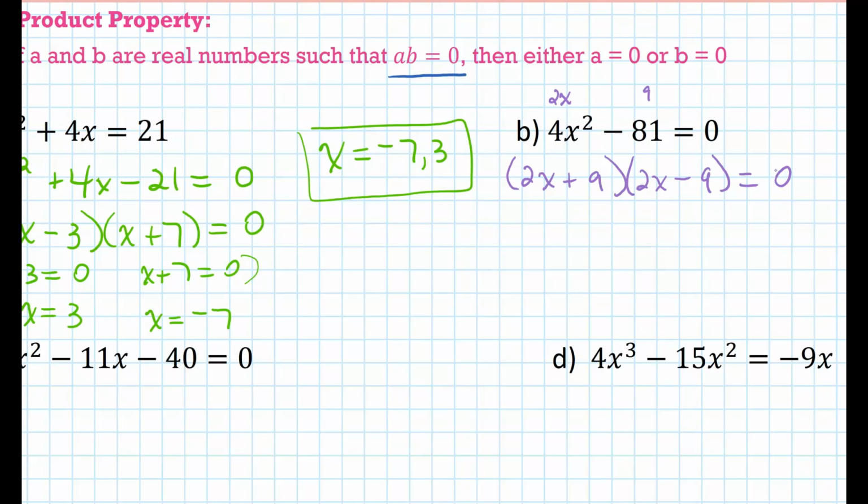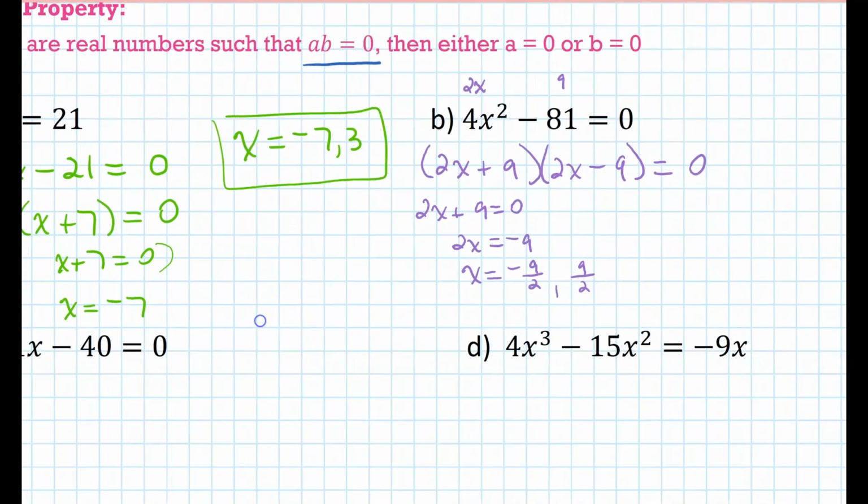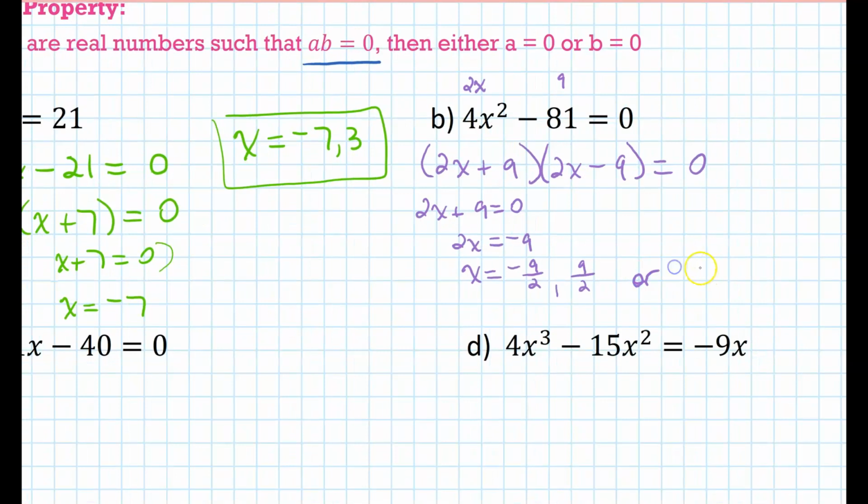All right. So again, if we solve each one of these, 2x plus 9 equals 0. This would be 2x is equal to negative 9, or x is equal to negative 9 halves. And what would happen when we solve the other one? We're going to get 9/2, yes. And you could write it this way, or you could also just do x is equal to plus or minus 9/2. Either one of those is fine.